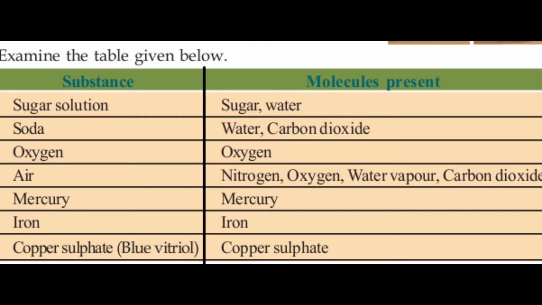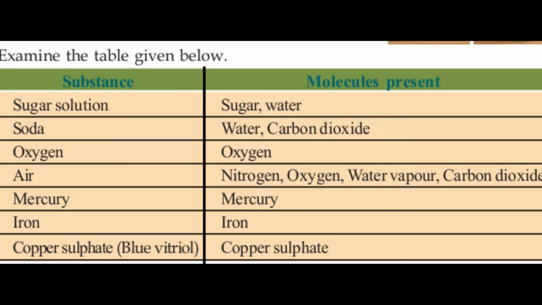Okay. Then the next one is iron. Iron is made up of only iron molecules, one type. So it is a pure substance. Then copper sulfate or blue vitriol. Copper sulfate is made up of molecules of copper sulfate. Okay. So it is a pure substance.